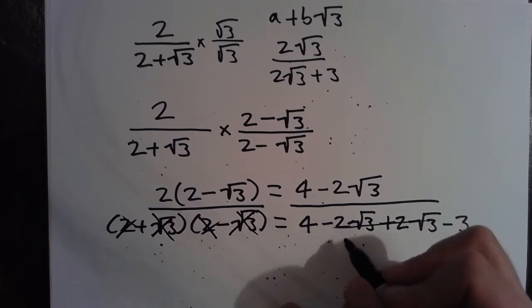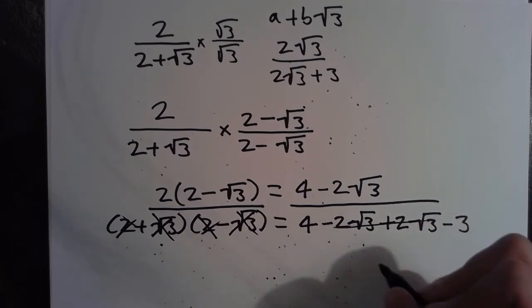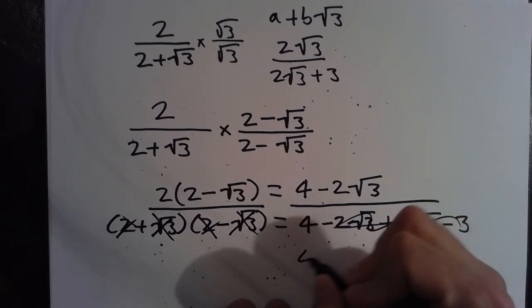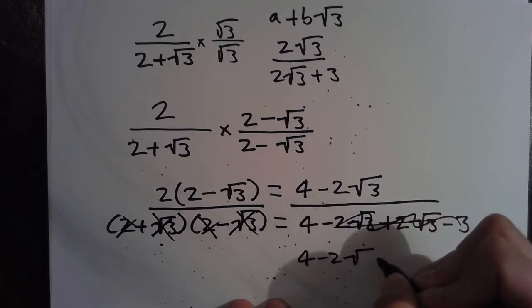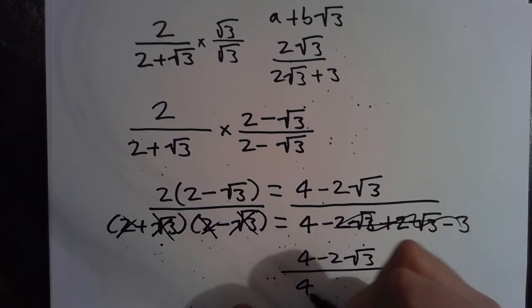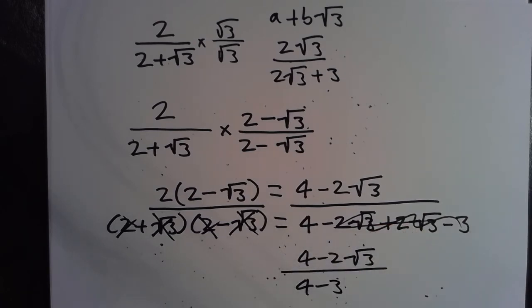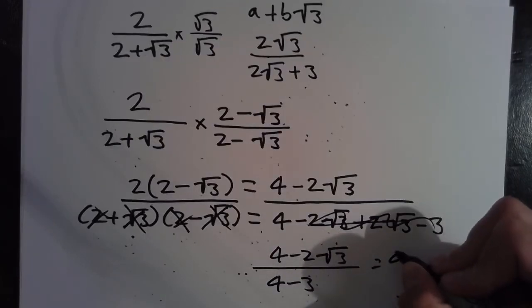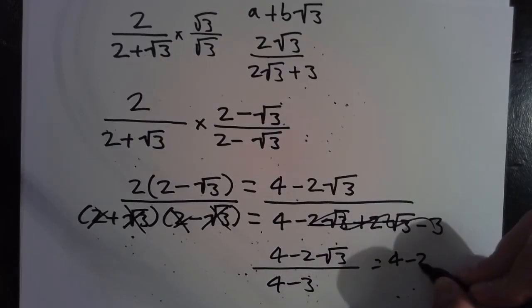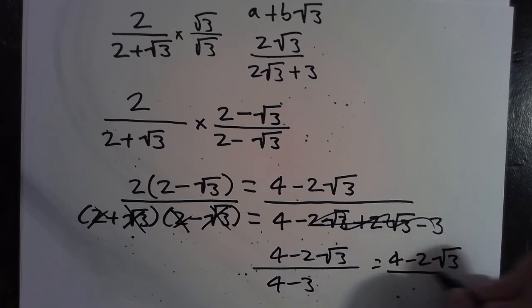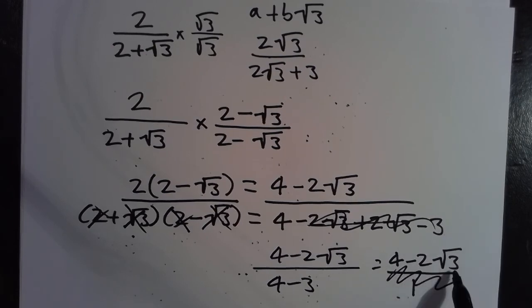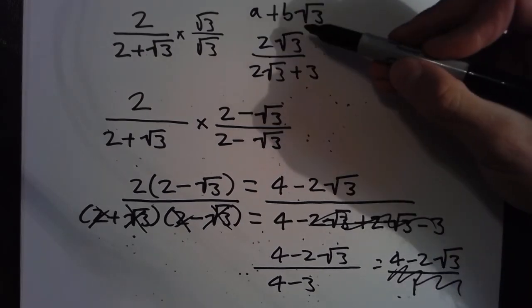So then I'm just left with my fraction, so this cancels out, apart from the 3, so I have 4 minus 2 root 3 over 4 minus 3. 4 minus 3 is of course 1, so I get 4 minus 2 root 3 divided by 1. Anything divided by 1 is itself, so that all goes, and my answer is 4 minus 2 root 3, which is the same as what I've got here.